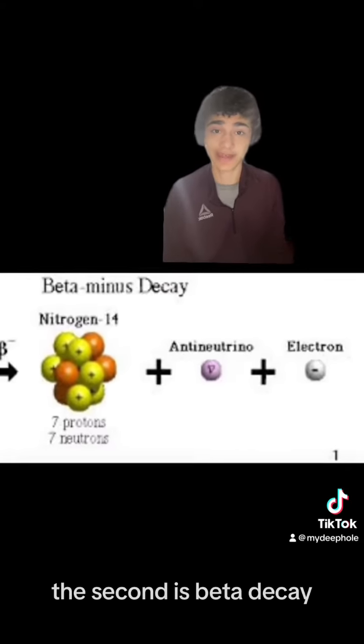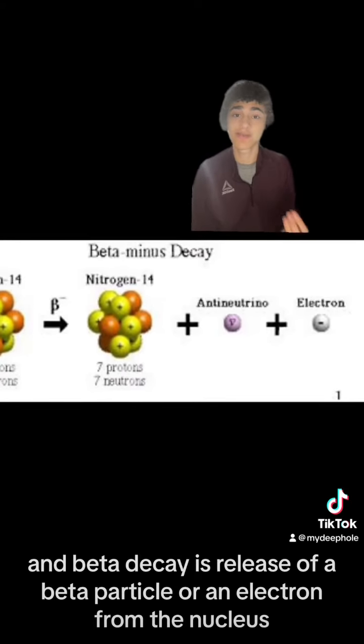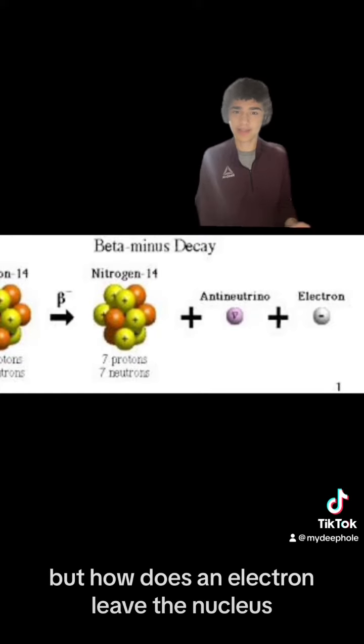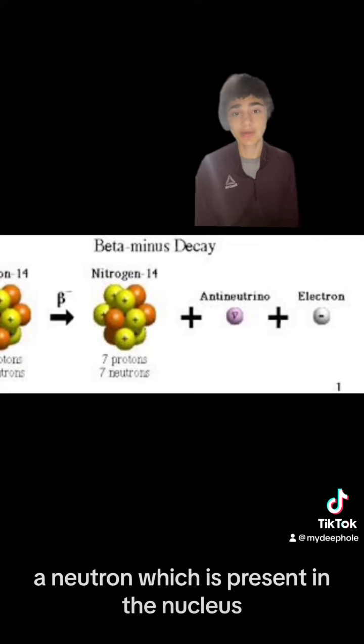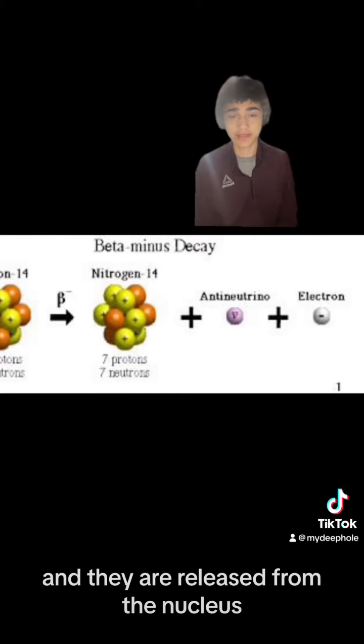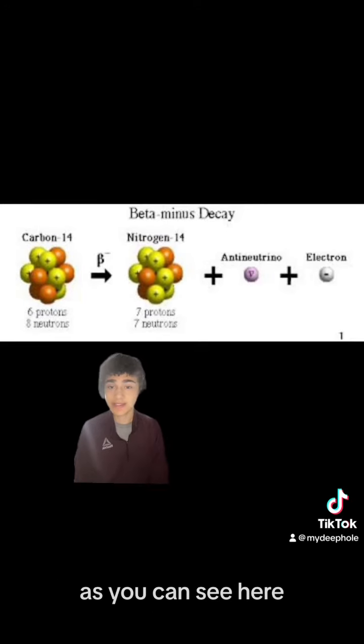The second is beta decay, and beta decay is the release of a beta particle, or an electron, from the nucleus. But how does an electron leave the nucleus, you ask? Well, a neutron, which is present in the nucleus, often splits into an electron and a proton, and they are released from the nucleus. This also changes the identity of a particle. As you can see here, this carbon-14 matures into a nitrogen, an antineutrino, and an electron.